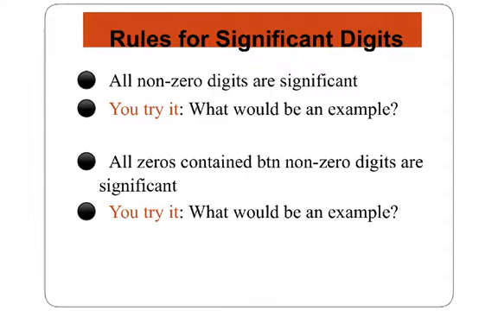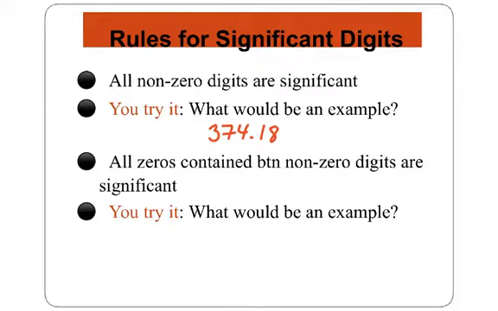So try it first. All non-zero digits are significant. So any number that doesn't have zeros, all those digits would be significant. So for instance, something like 374.18. All of those digits would be significant digits because there are no zeros. That means the hard part about the rules for significant digits are going to be the zeros. When do zeros count as being significant and when don't they? Let's have a look at the first rule for zeros.